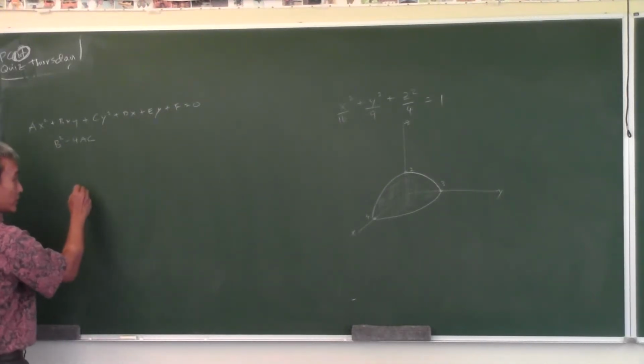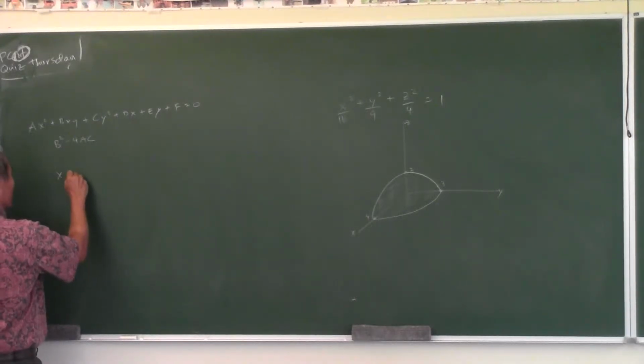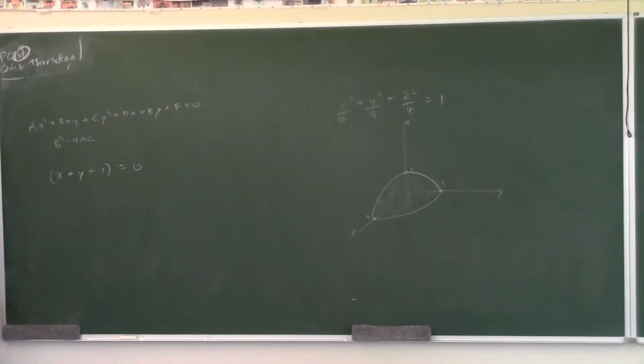Look at this. Let me ask you this. What is the graph of this in 2 dimensions? If I were to graph that on the xy plane, what would it be? A line. What if I square it? It's the same line.